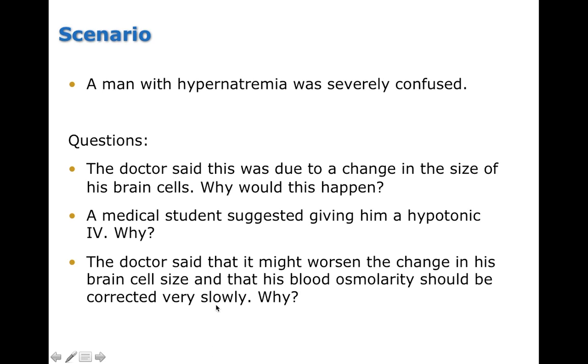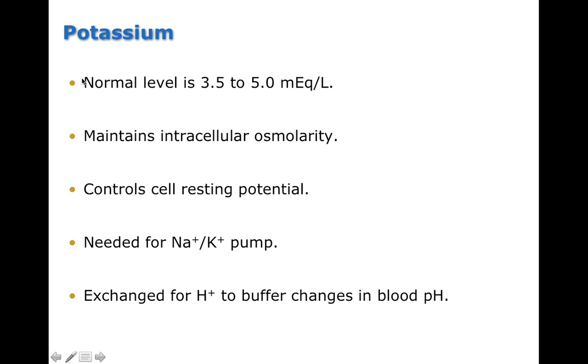So you want to correct this problem more slowly over time. That way the cells can naturally reestablish their normal electrolyte and water balance. So let's talk about potassium here.